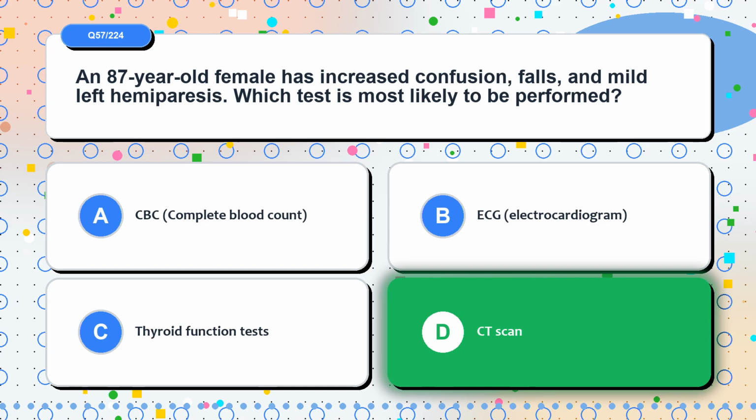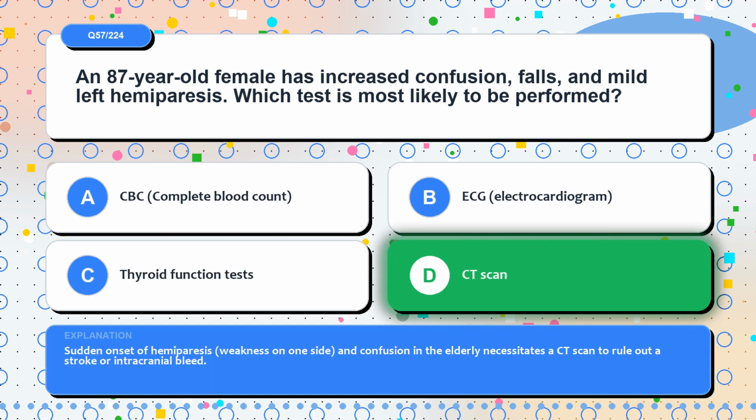The correct answer is option D, CT scan. Sudden onset of hemiparesis, weakness on one side, and confusion in the elderly necessitates a CT scan to rule out a stroke or intracranial bleed.